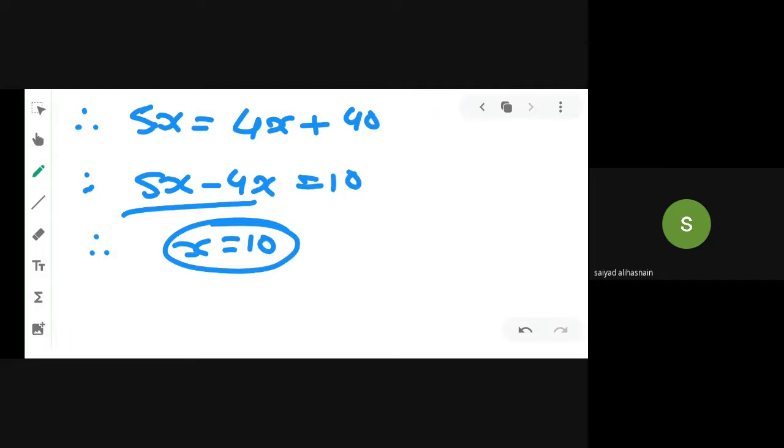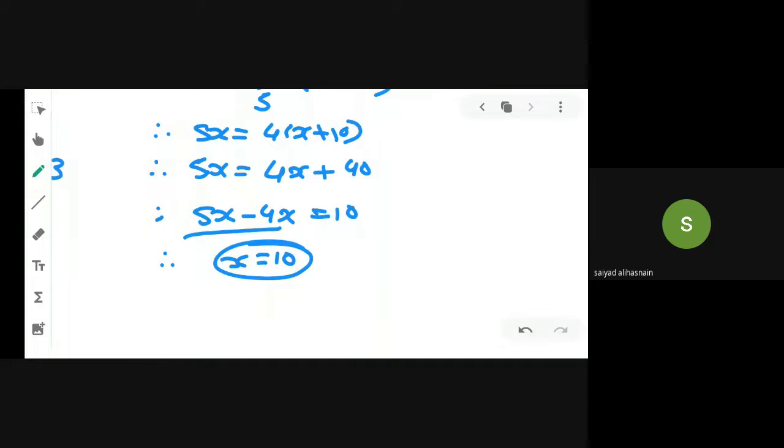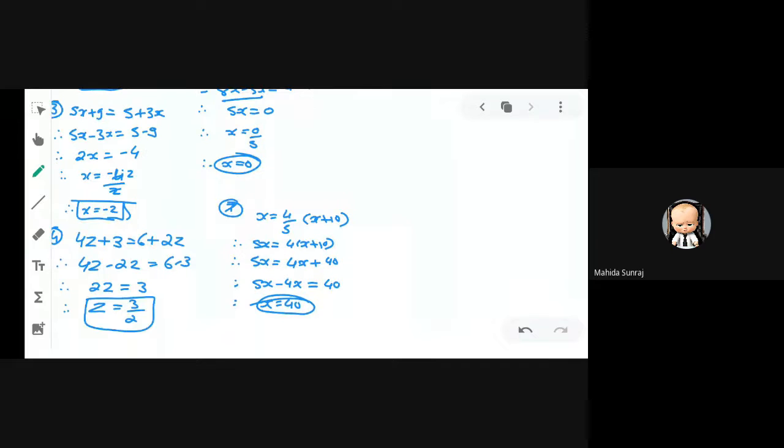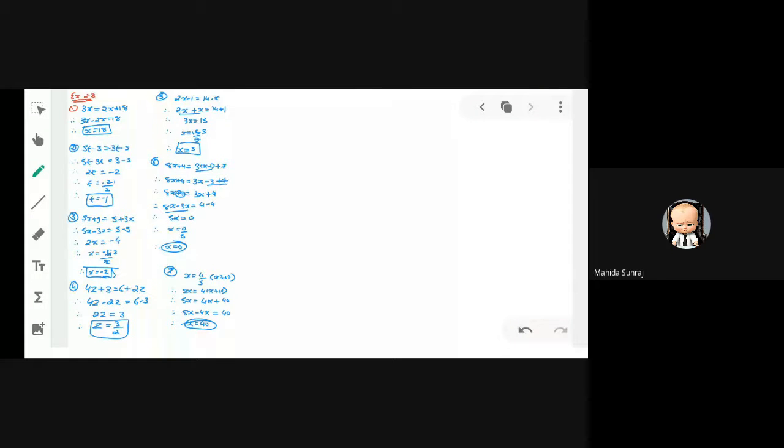Clear all of you? No, no, one minute. It is 40, right? 5x minus 4x is equal to 40. So we get x is equal to 40, not 10. Clear all of you? Question number 5, 6 and 7.